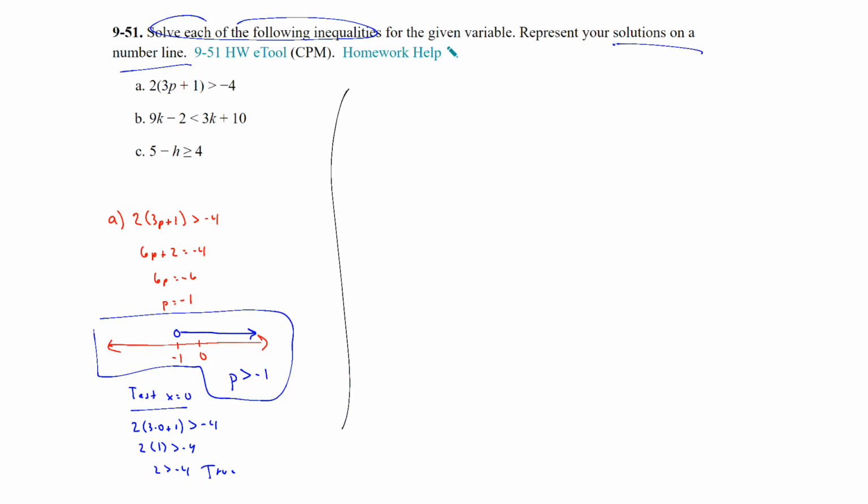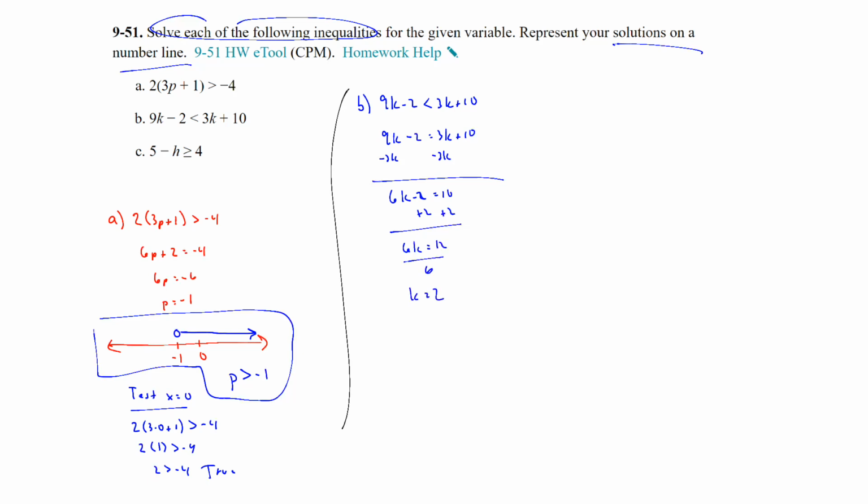All right, let's look at B. We have 9k minus 2 is less than 3k plus 10. We'll start by finding the boundary point by solving this inequality as an equation. So I'm going to change it to equals. 9k minus 2 equals 3k plus 10. We will subtract 3k to get the variable on one side. 6k minus 2 equals 10. Add 2 to both sides. 6k equals 12, divide by 6, k equals 2. That's the boundary point again. So on the number line, here's 0 and here's 2.